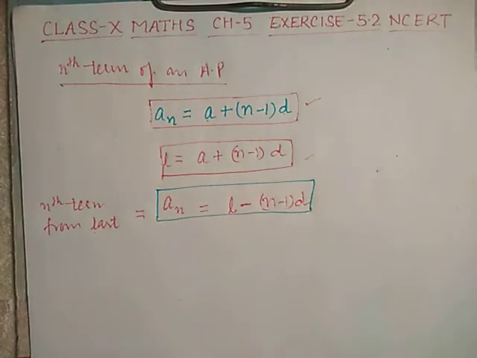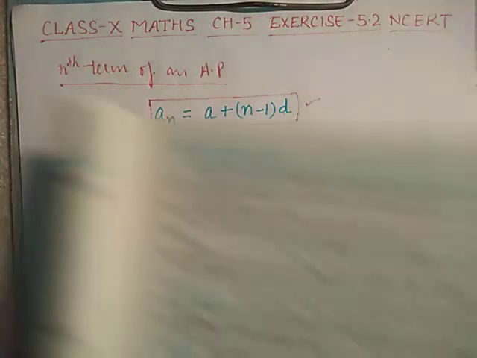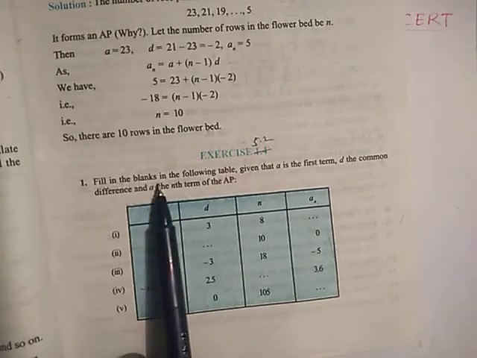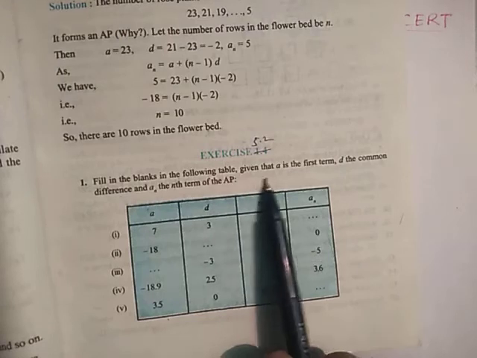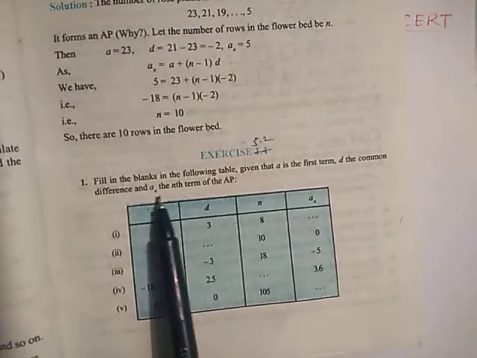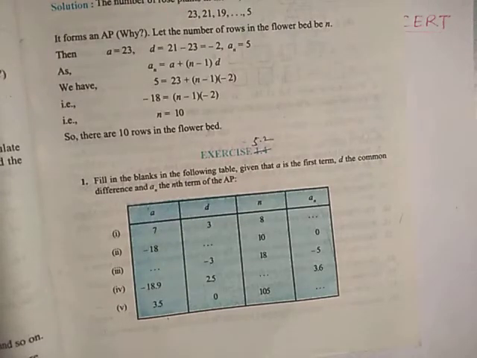So you have to keep the nth term, general term, or last term in your mind to solve the questions of exercise 5.2. So now let us start. All the questions are very interesting. We will start with question number 1. Question number 1 says: fill in the blanks in the following table, given that a is the first term, d is the common difference, and an is the nth term of an AP. So you have to fill up here.